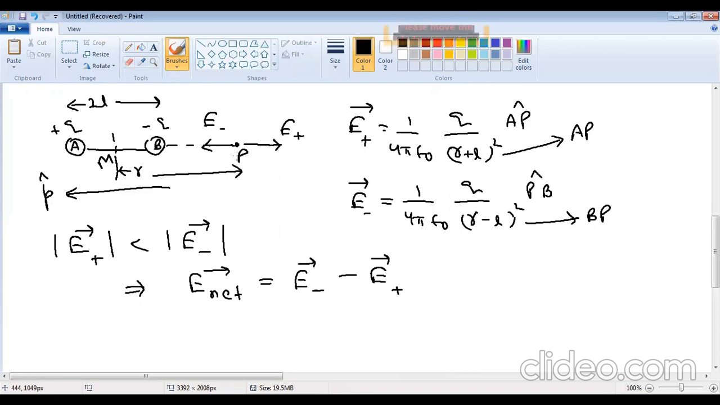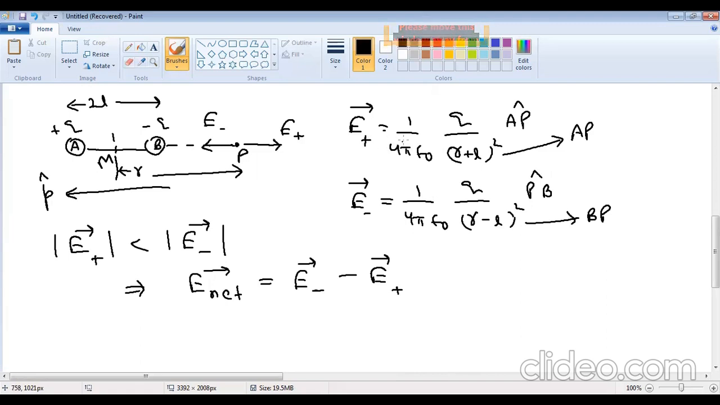So at this point P, we'll be having the electric field contributions from both of these charges, plus Q and minus Q. E positive is the field because of the plus Q charge. E negative is the field because of the minus Q charge. So this is how we write the expressions for both of these individual field contributions.